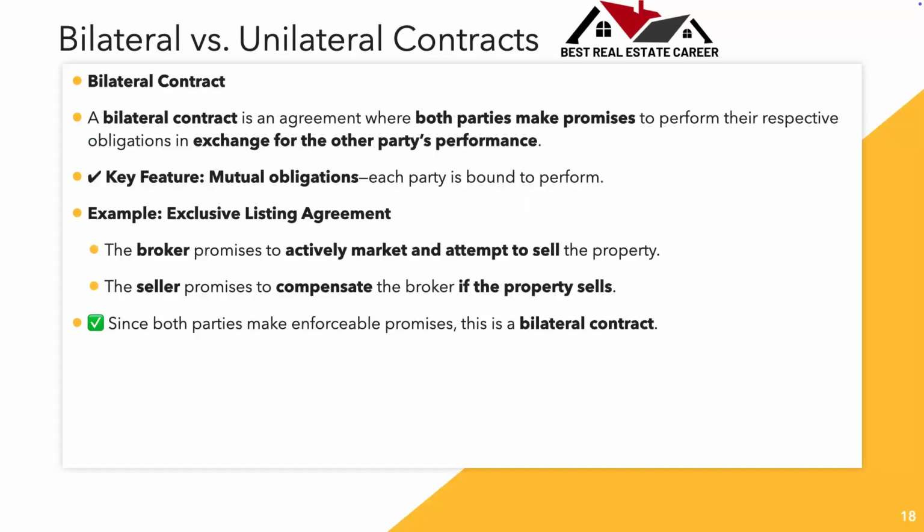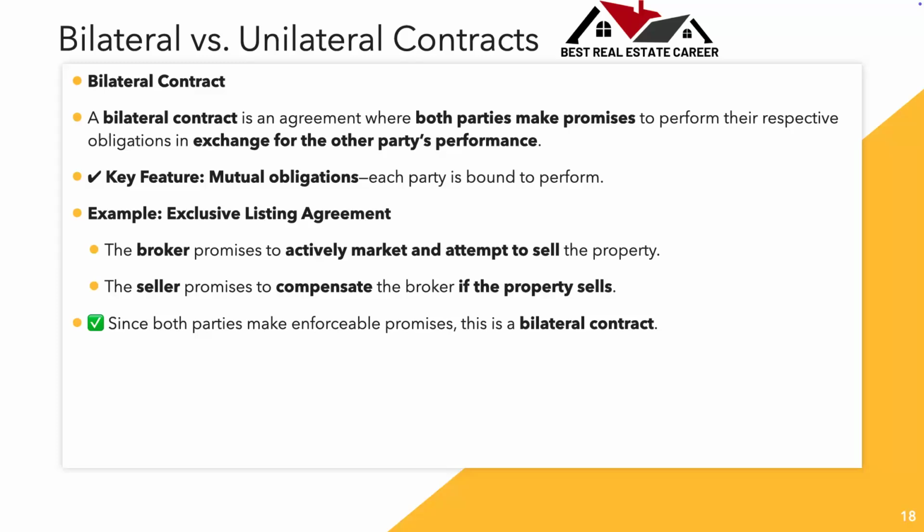Bilateral versus unilateral contracts. You're going to get some test questions around this. A bilateral contract is an agreement where both parties make promises, in exchange for the other party's performance. It's a promise for a promise, two parties. Each party is bound to a performance. One party does something, the other party does something.